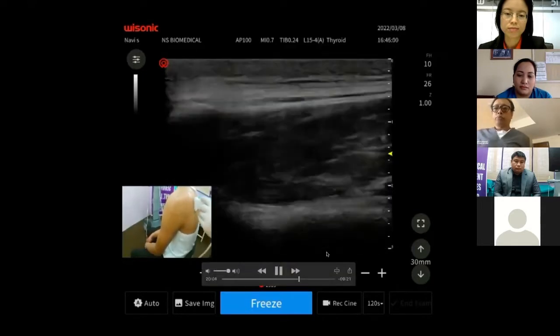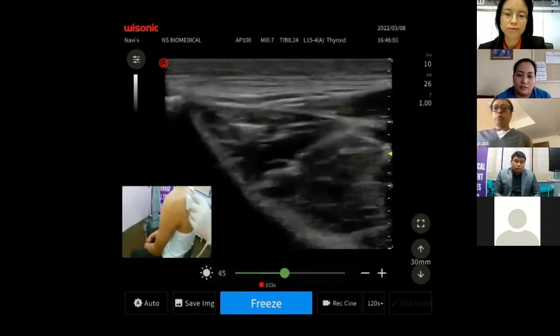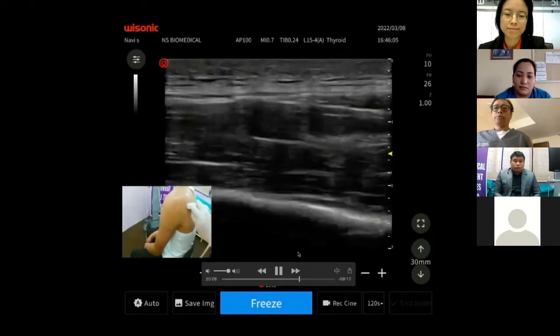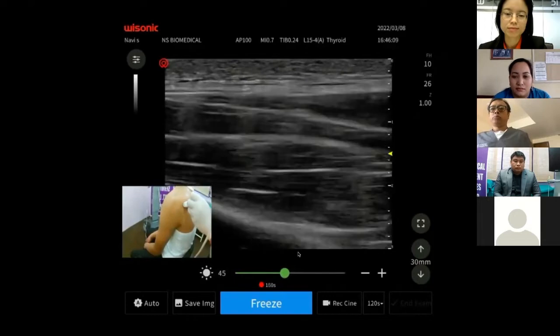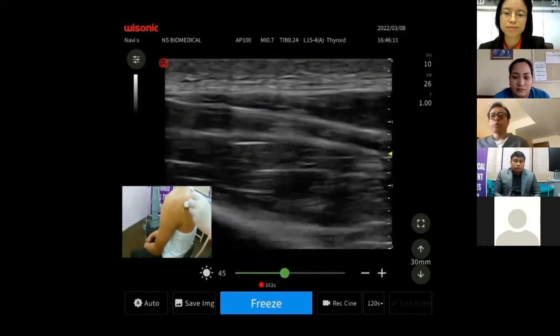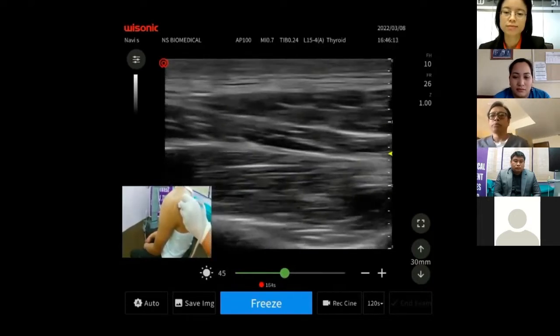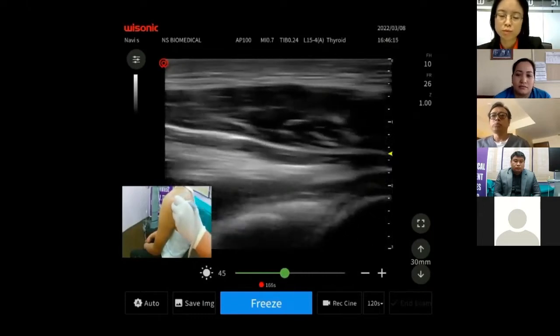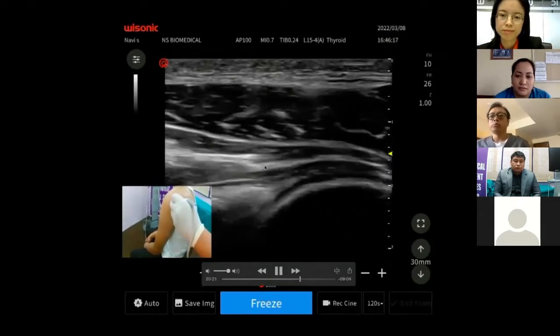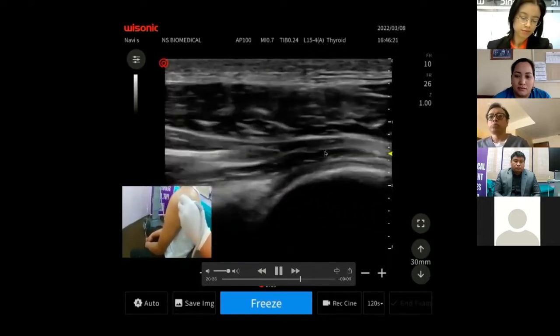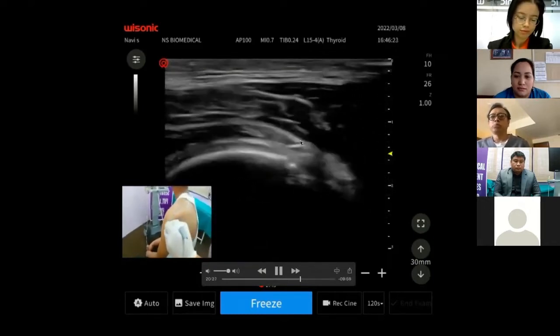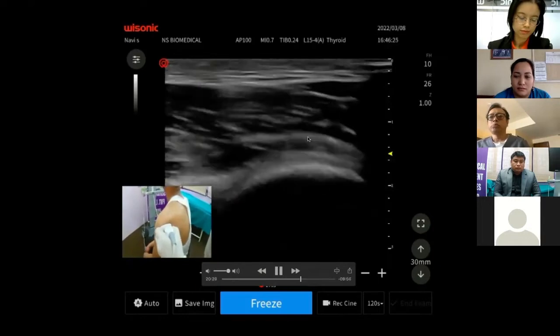After identifying the infraspinatus muscle on the short axis, we turn the probe 90 degrees to identify the long axis view of the infraspinatus muscle. As we can see again, the nice myofibrillar pattern, and we scan all the way laterally till we see it turning into the tendon. This is the myotendinous junction of the infraspinatus muscle. This is the tendon, and it goes and inserts to the greater tuberosity.